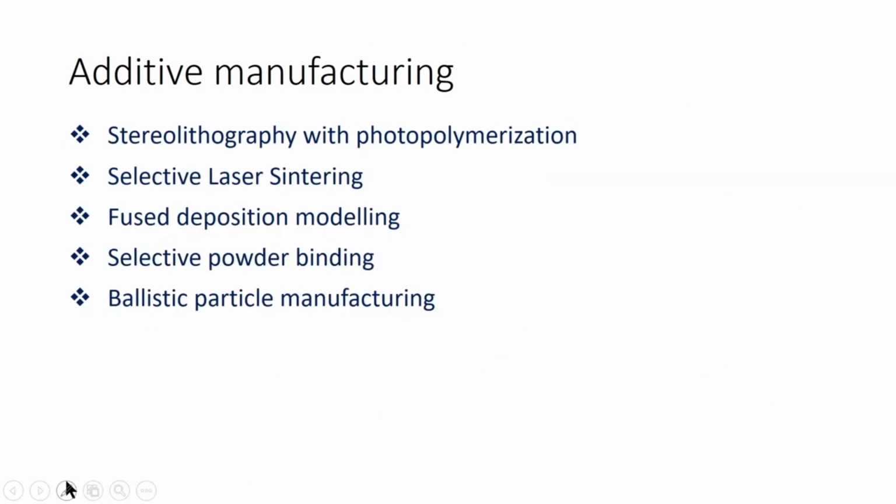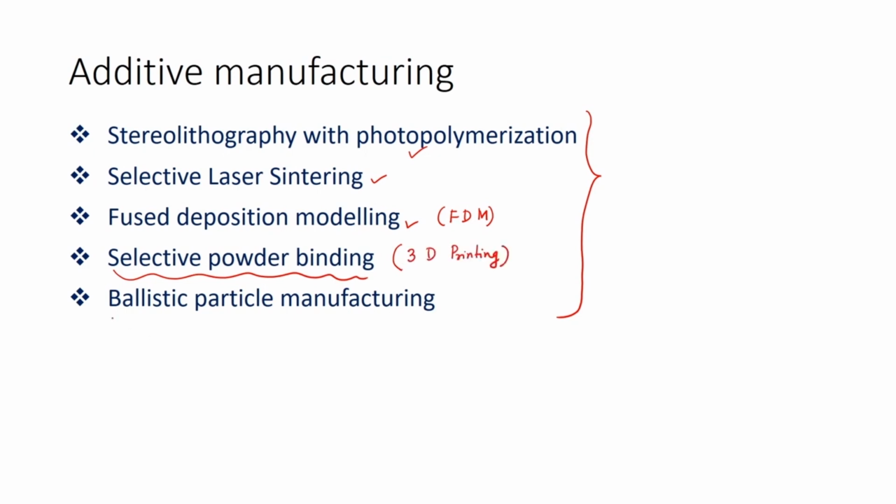There are many variants of additive manufacturing operation. Some of the operations you can see on your screen. These are the stereolithography with photopolymerization, selective laser sintering, FDM, that is fused deposition modeling, selective powder binding. So, nowadays we call this 3D printing, and the ballistic particle manufacturing.